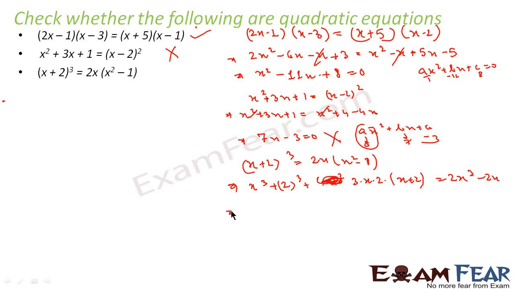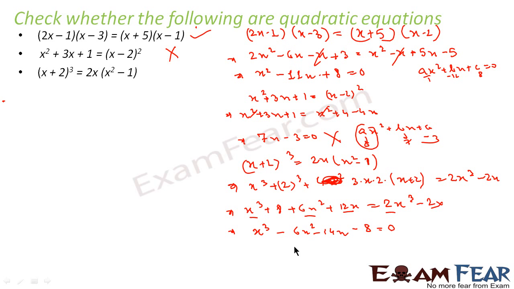Let me expand this further. This becomes x cube plus 8 plus 6x into x, which is nothing but 6x square, plus 12x, is equal to 2x cube minus 2x. So what I get is, if you put everything on this side, 2x cube minus x cube is x cube, and everything I'm putting on this side, minus 6x square. So this part is done. Minus 2x minus 12x is minus 14x, because minus 12x, if you put this side, it becomes minus 12x minus 2x, which is minus 14x, and this is 8. If you put this side, this becomes minus 8 is equal to 0.